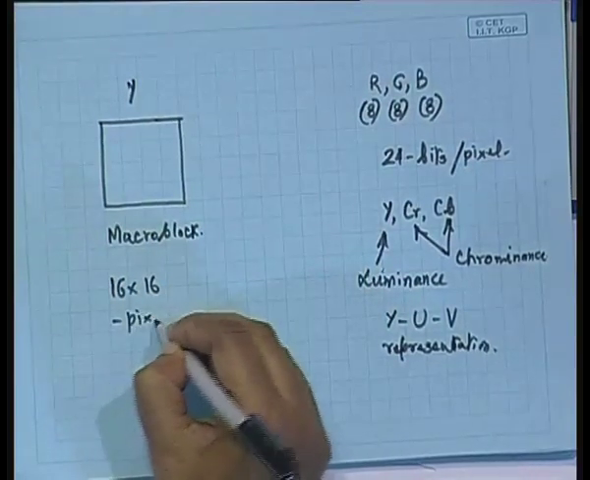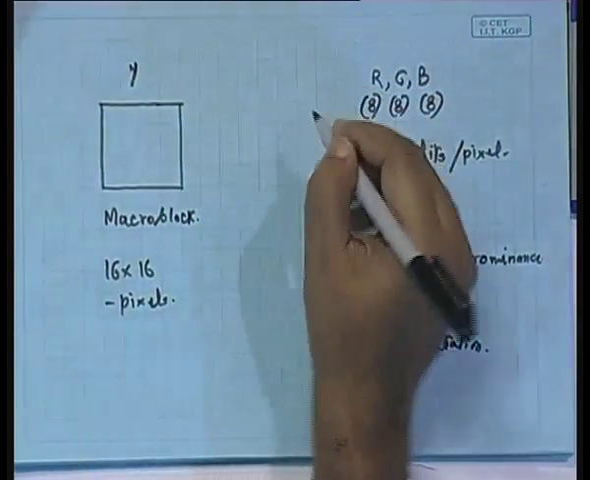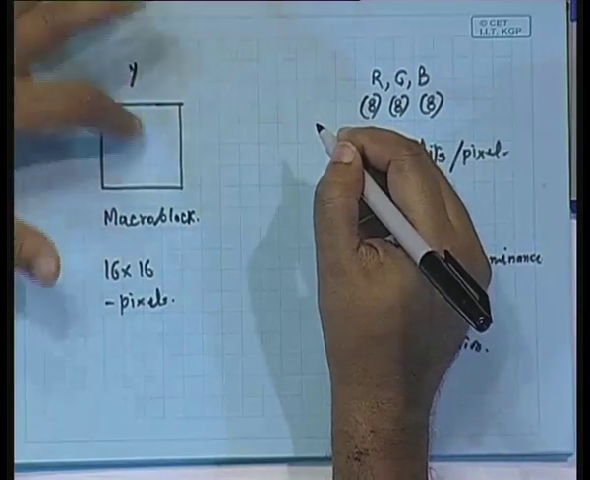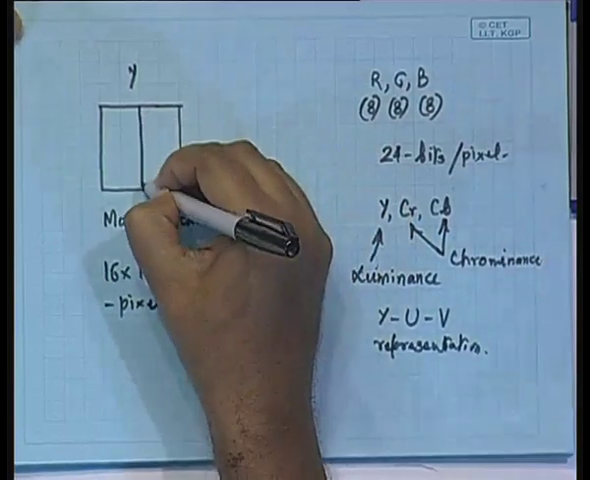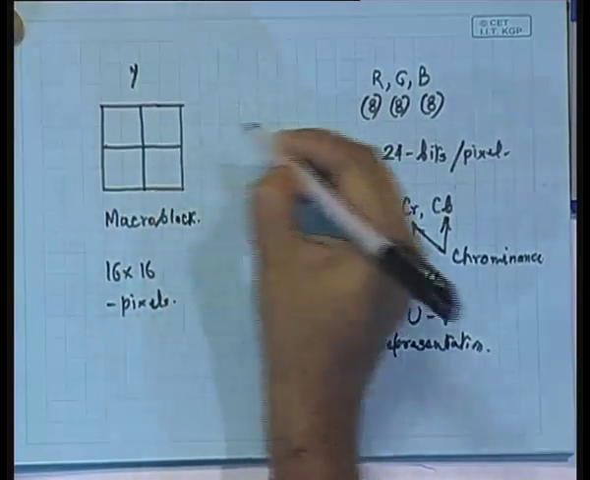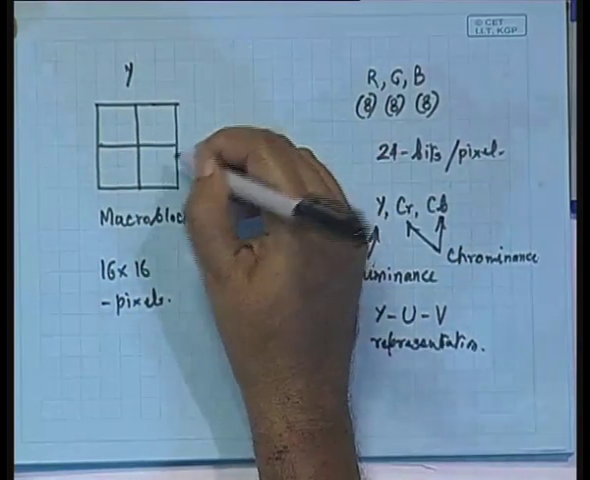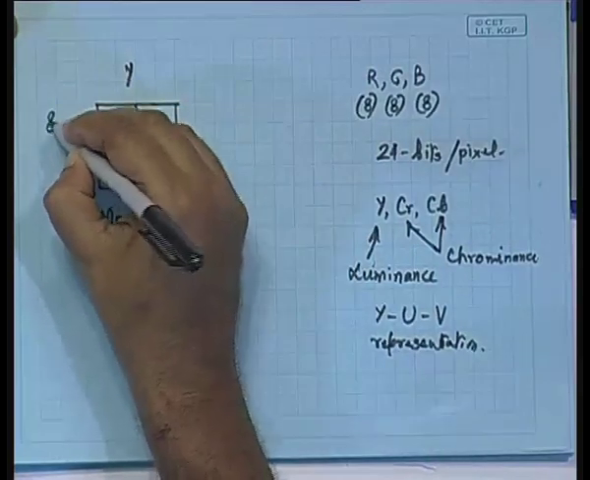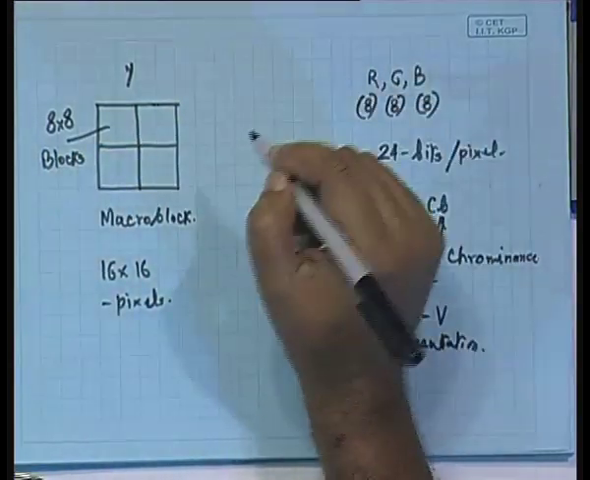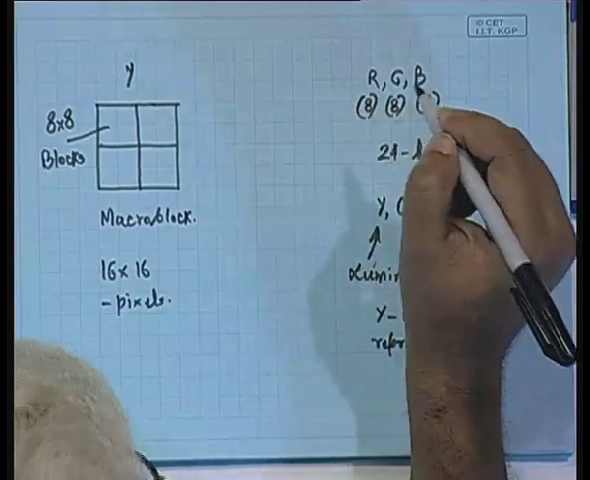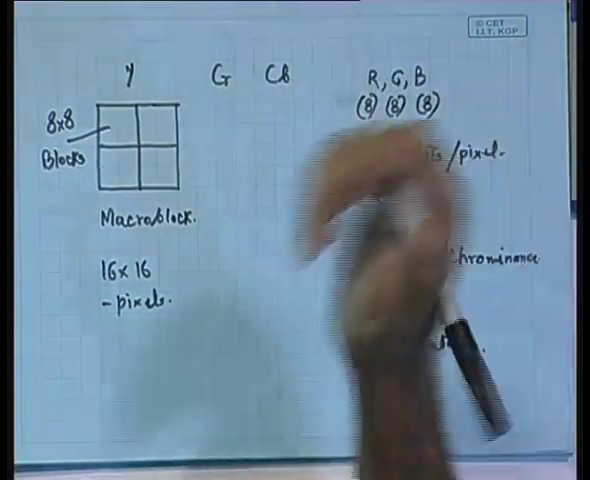It consists of luminance of 16 by 16 pixels, and if our block size is 8 by 8, then every luminance macro block is going to have 4 blocks. So, I can partition a luminance macro block into 4 luminance blocks. Each of these will be of size 8 by 8, these are the blocks, and we have 4 such blocks. And other than the luminance, we also have the color components, the CR and the CB.